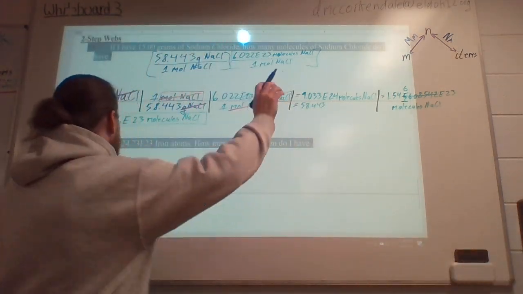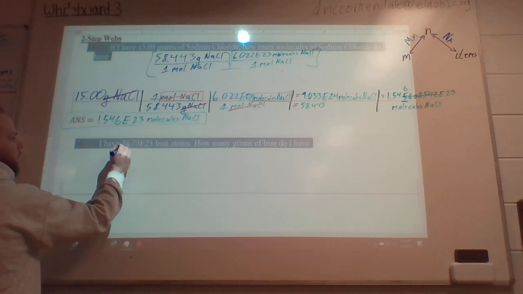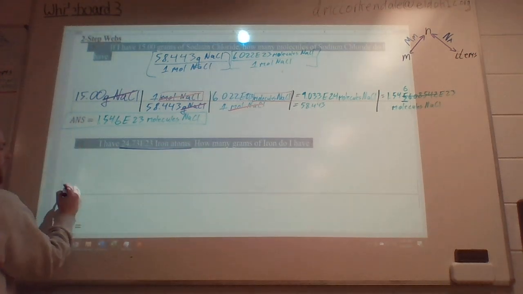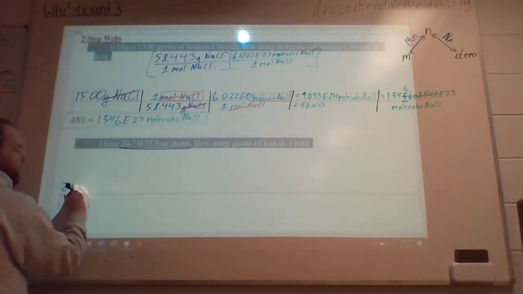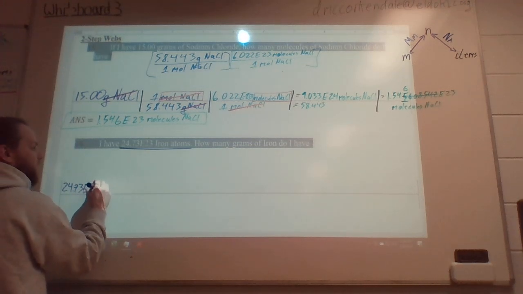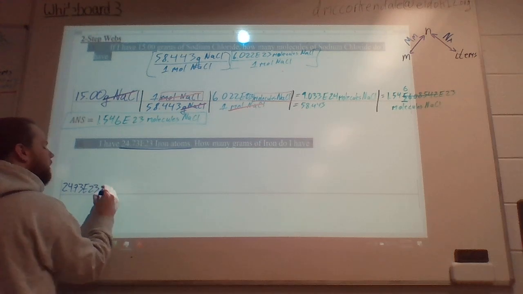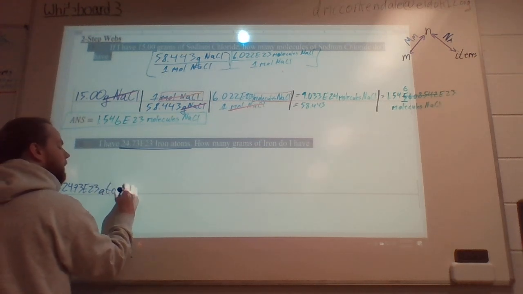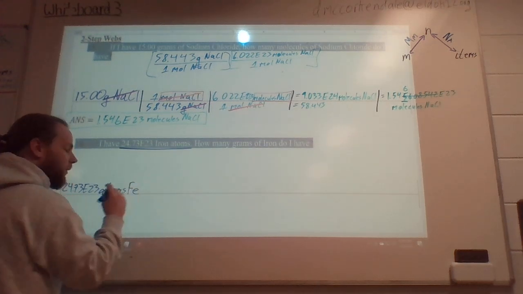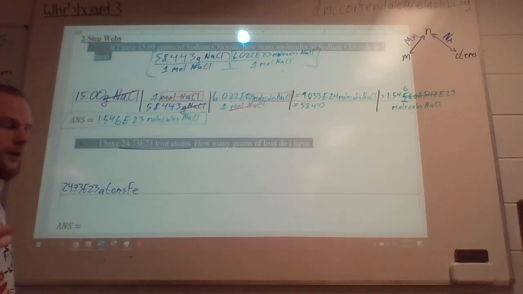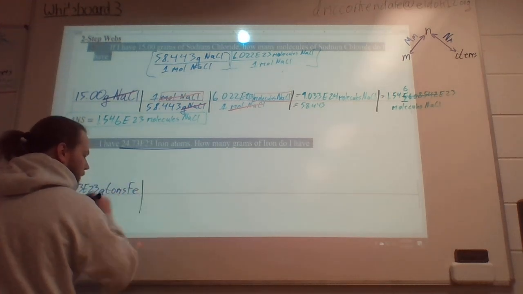So this time our known is the number of iron atoms we have. 24.73 times 10 to the third atoms of Fe. I did that backwards. Atoms. Fe. And that is the end of our known.